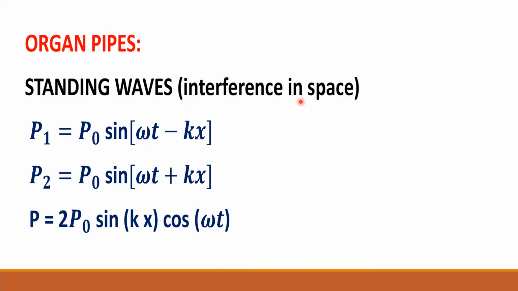Okay, right. So first one, sin(omega t minus kx). Next, sin(omega t plus kx). Then it is 2 p naught sin kx cos omega t. Right.